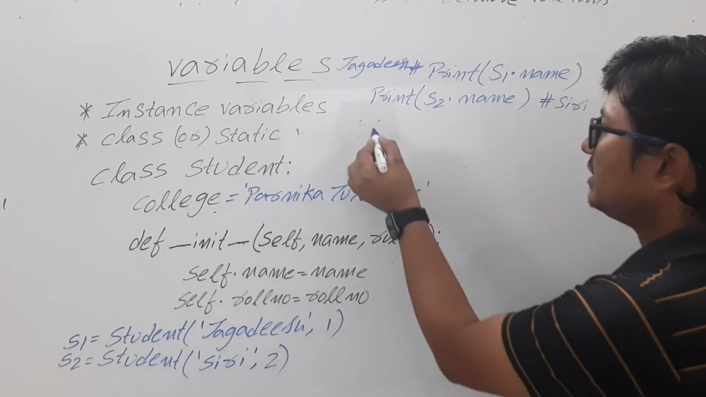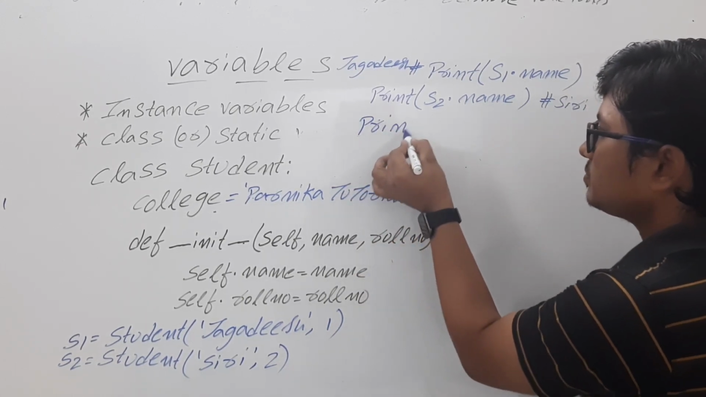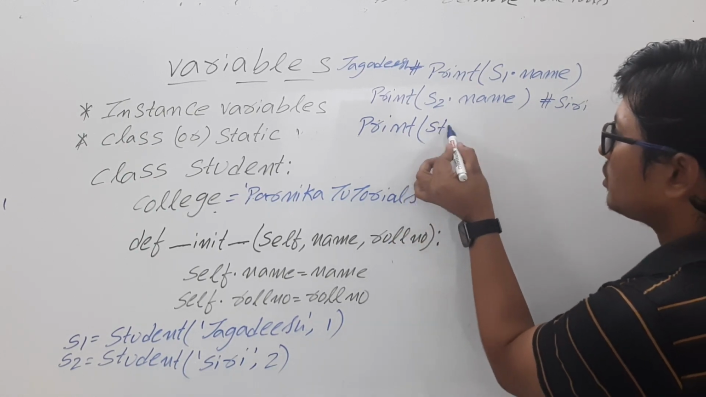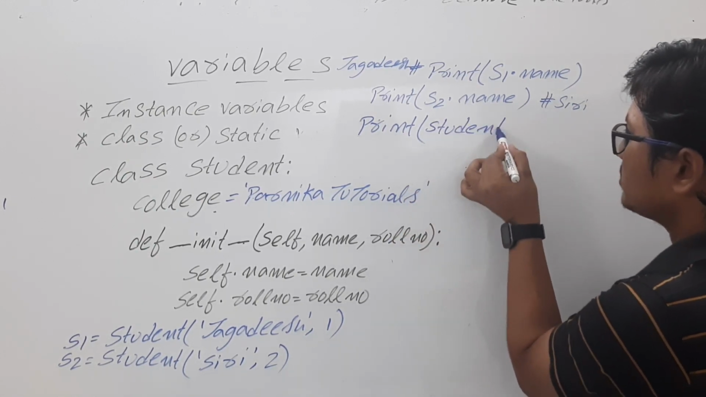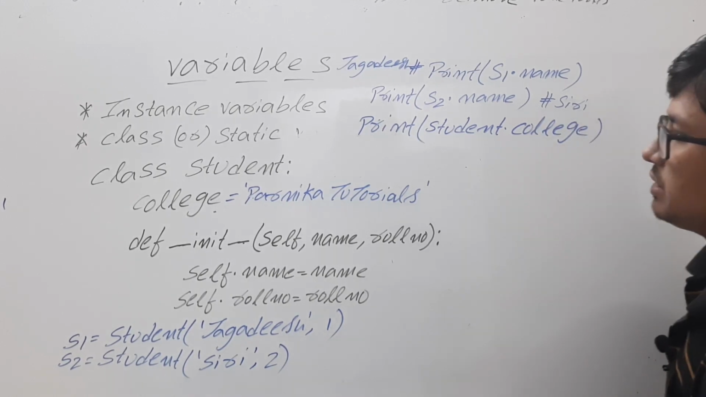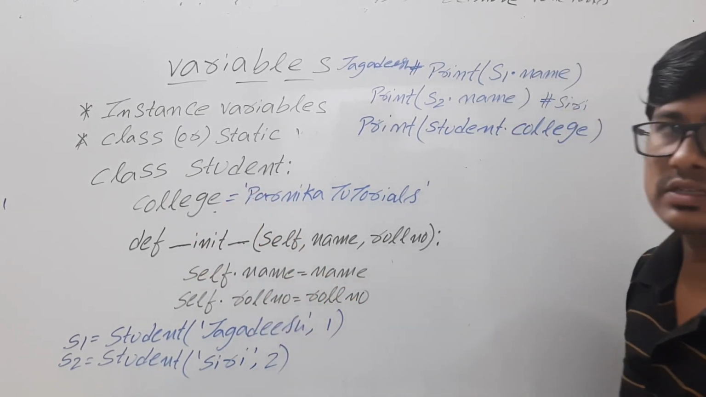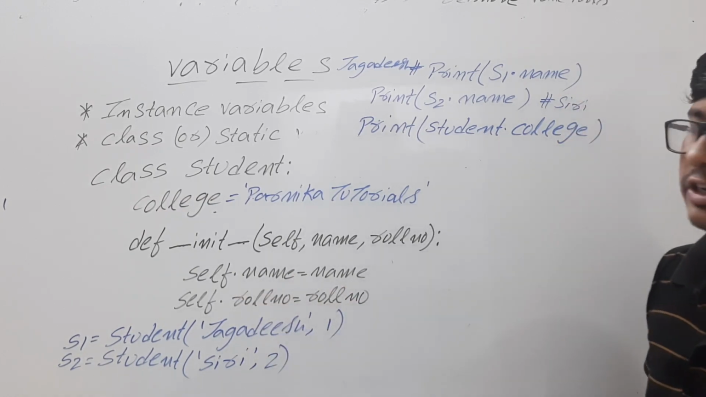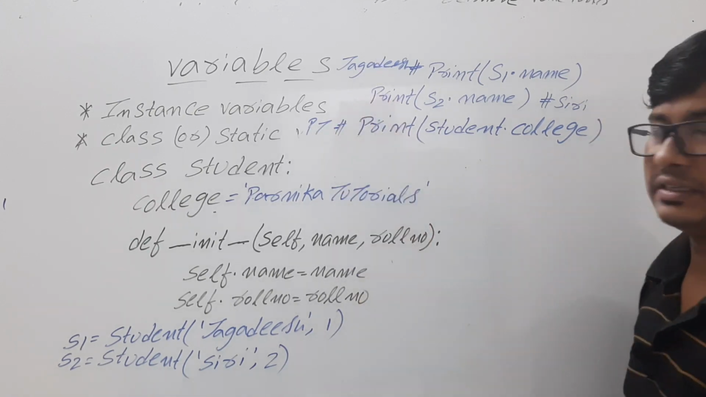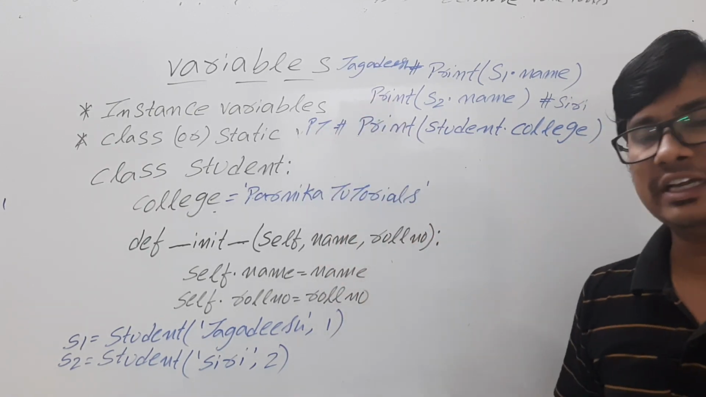Suppose I write print student dot college, because here student is the class name and college is the class variable or static variable. In this case, we will get the output as Parnika tutorials. Again, as a shortcut I am writing it as PT.